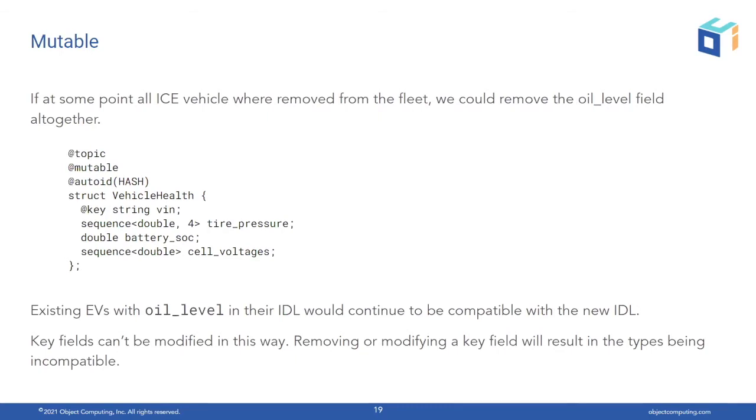Another benefit about mutable is that if at some point in the future, all the gasoline and diesel vehicles were removed from the fleet, we could remove oil level, which is only applicable to internal combustion engine vehicles, altogether. And the benefit of mutable is we don't have to modify the existing IDL in the existing EVs.